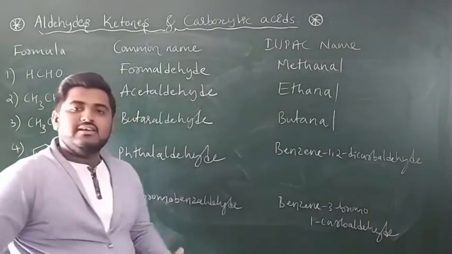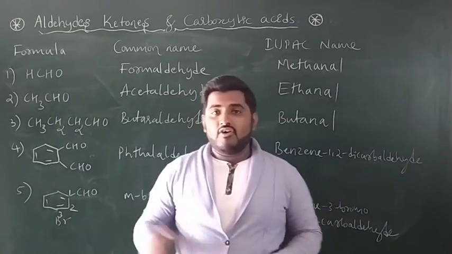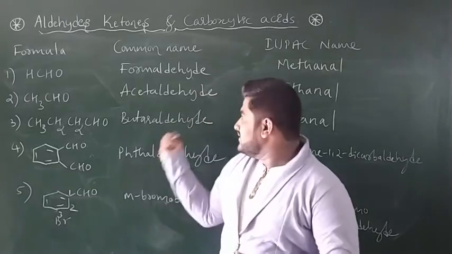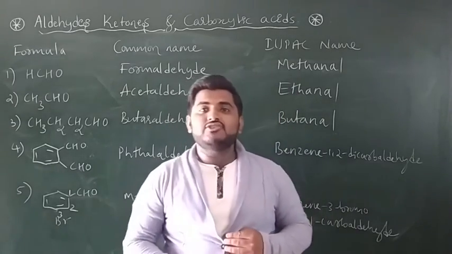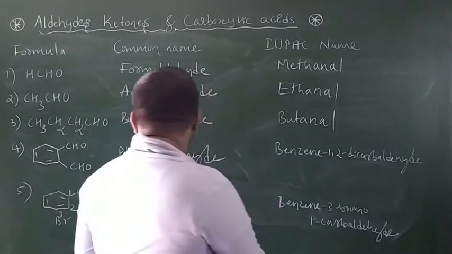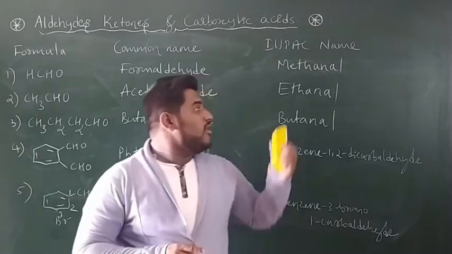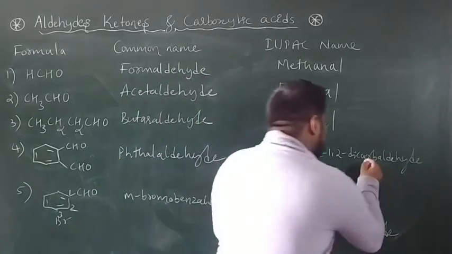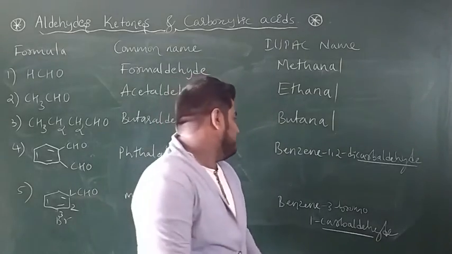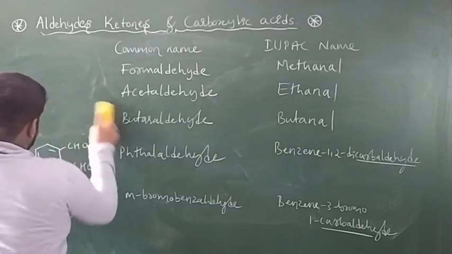So this is regarding the naming of some aldehyde examples, common name and IUPAC name. I hope you understood this. Now we will switch to the nomenclature of ketone. One thing you have to remember here is that whenever a ring comes in the IUPAC system, you have to use the word carbaldehyde. Remember this one. That's it. Carbaldehyde.